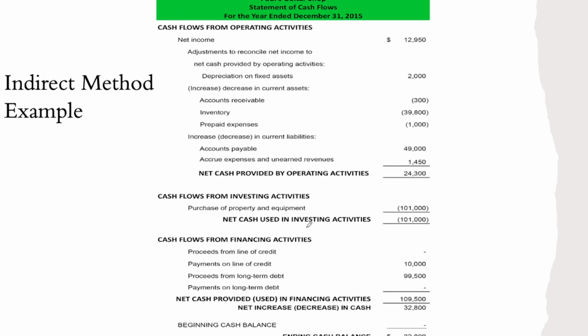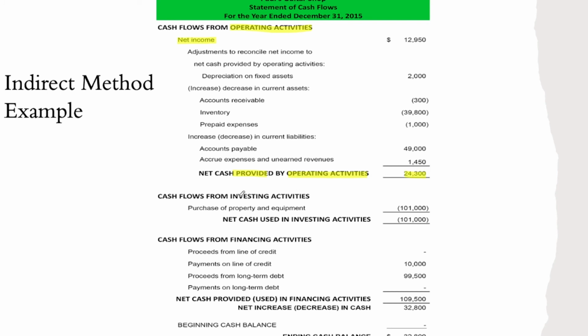And here's our indirect method example. So again, we're going to start off with our operating section. So cash flows from operating activities. However, as previously stated in this video, when we're using the indirect method, we're going to start off with net income and display the different types of operating activities to get net cash provided by operating activities at 24,300, since that net balance is a positive.